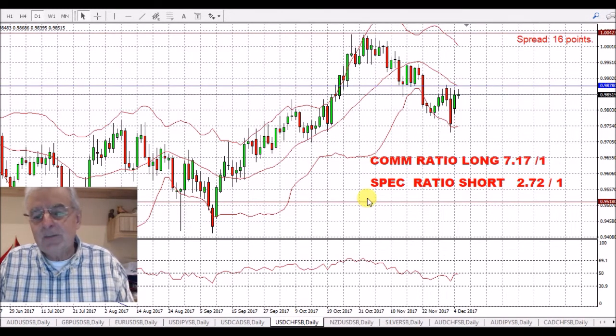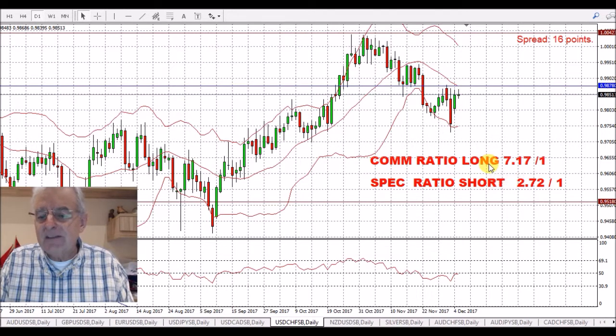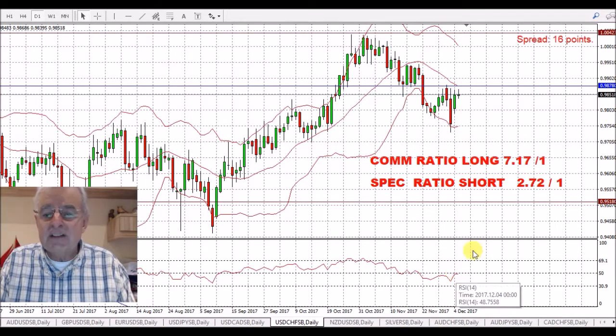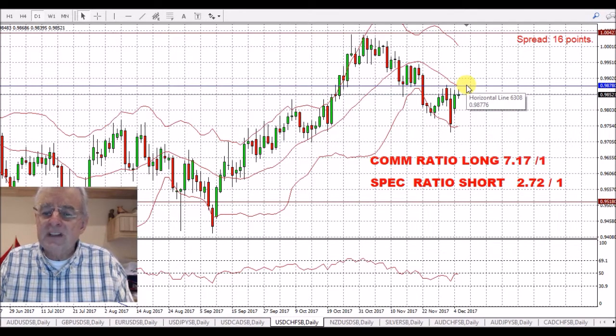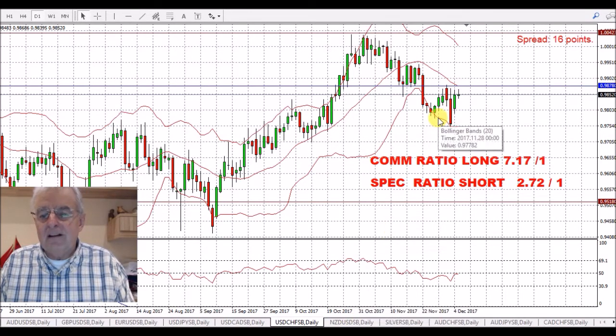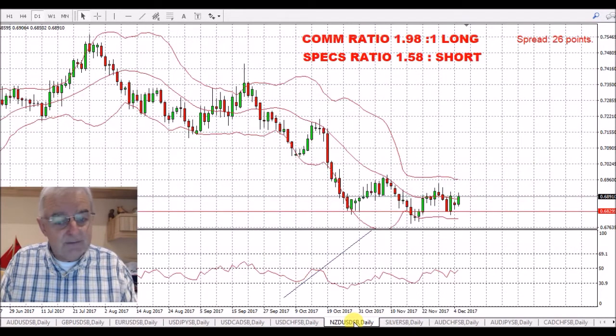This is the USD Swiss franc. We're having a little bit of a pullback at the moment, but we have an extreme 7.17 to 1 long ratio for the commercials. The short ratio of the speculators is only 2.72, so we are quite heavily biased towards a strong Swiss franc. We're just below the 50 on the RSI, and I'm waiting to see a nice downturn in this. We've got a little bit of resistance just above us. We'll see how that goes, but I feel very confident with this trade. And confidence is the wrong thing to have in Forex.